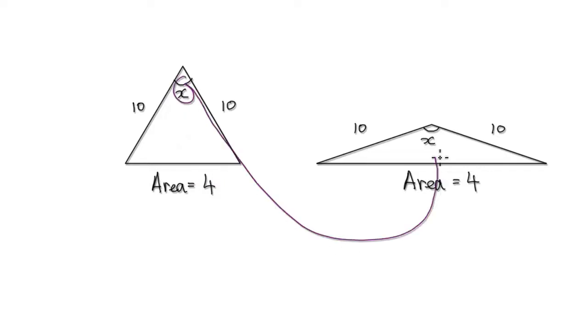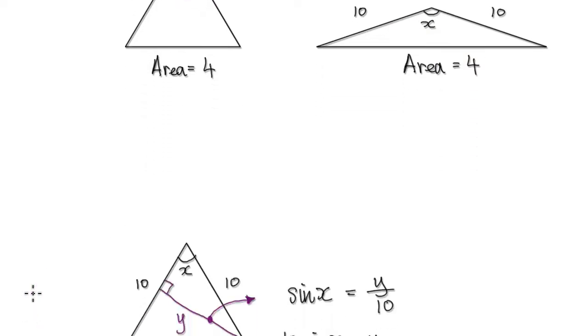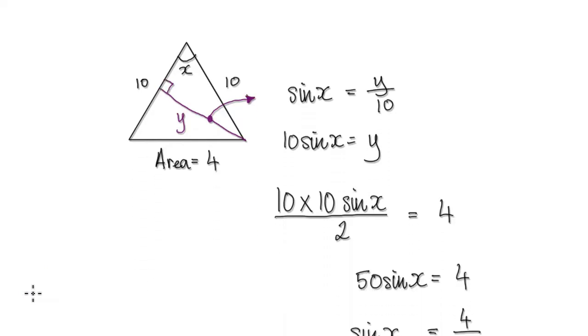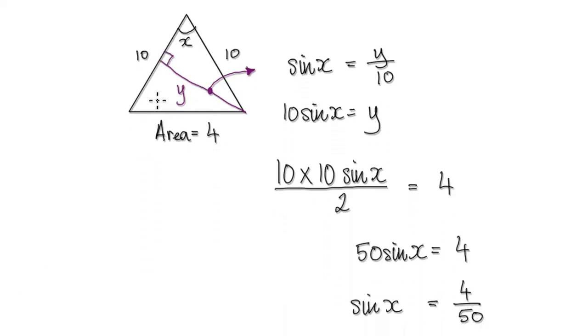One, and there's another angle that also gives you an area of 4. So find values of x where it will give me an area of 4. So press pause and have a go. Okay, so the secret to doing this is to cut this triangle up. So cut it along here. So now you've got a right angle triangle.